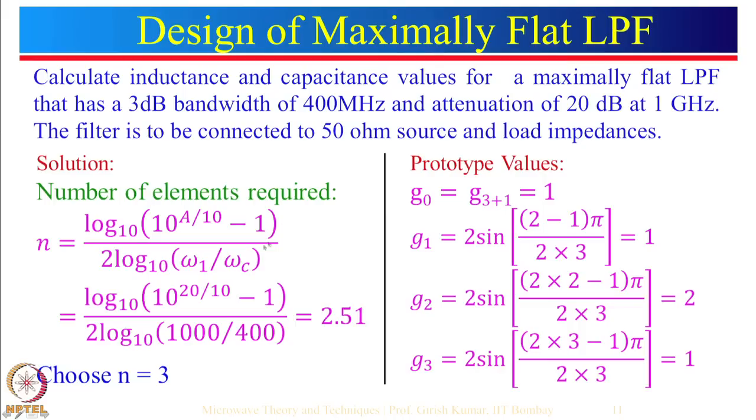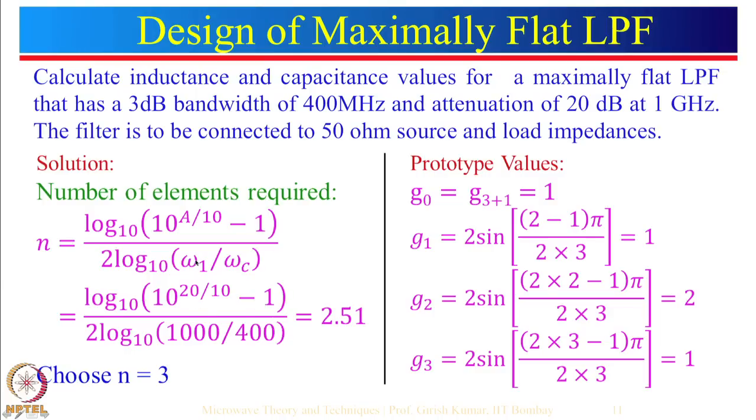So, we had seen the expression to find out the order of the filter n given by this particular expression. Let us just substitute the various values. So, log 10 to the power a, what is a? 20 dB. You do not convert into numeric value, that conversion is done by this particular expression here. Okay. So, 20 comes right over here.